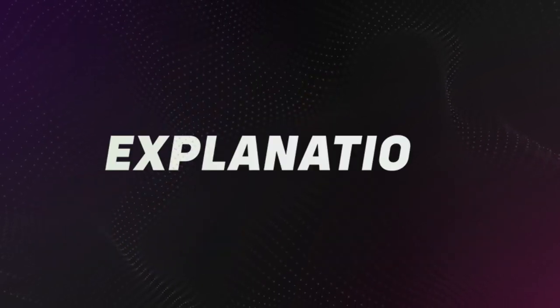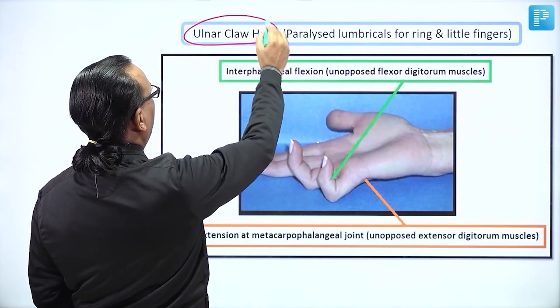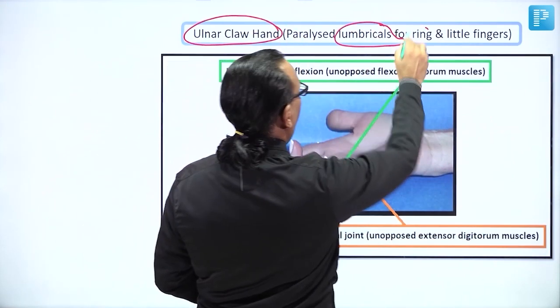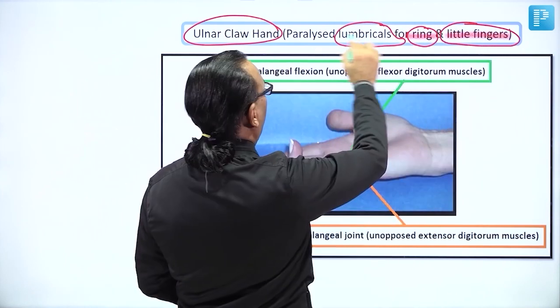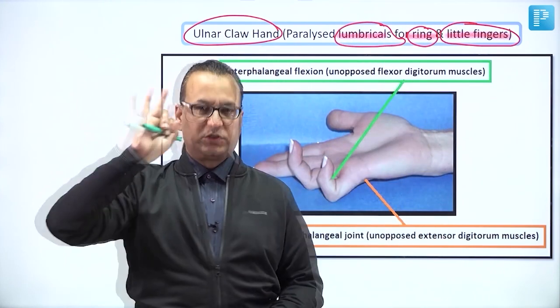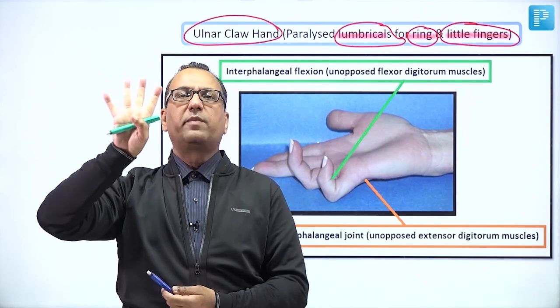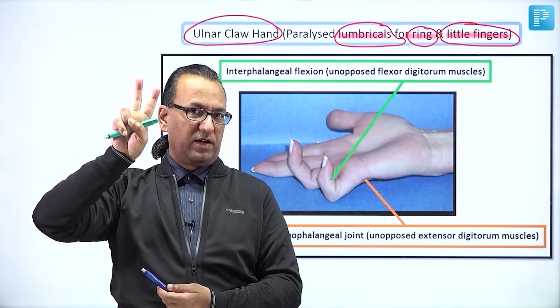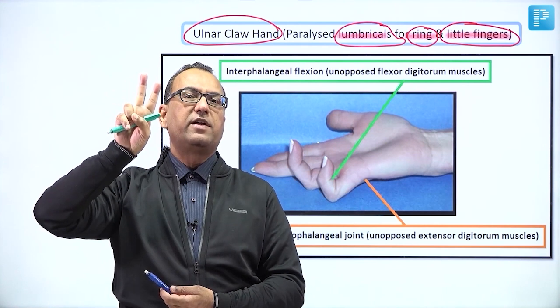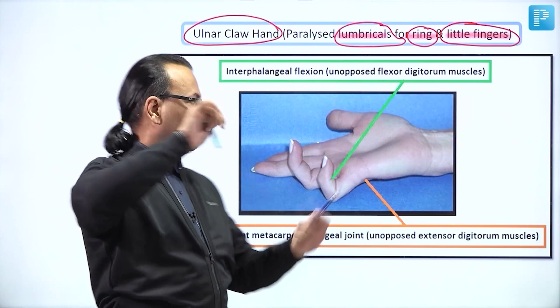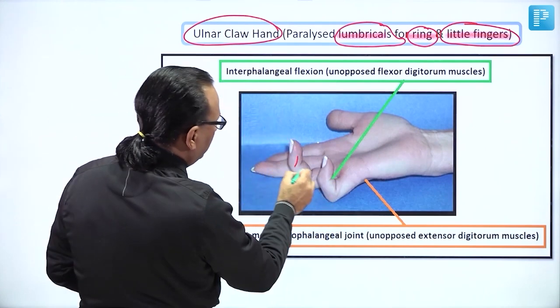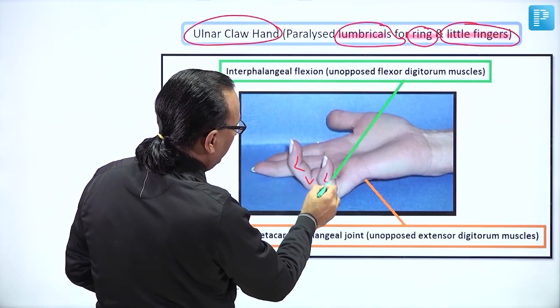Here's the explanation. In ulnar nerve injury, the lumbricals which belong to the ring finger and the little finger will be compromised. Since it is understood that the lumbricals for these fingers are under the ulnar nerve. There are 4 lumbricals. These 2 lumbricals are still working because they are being supplied by the median nerve. The problem is with the medial 2 lumbricals. And hence you can see now the interphalangeal joints are going into flexion deformity.